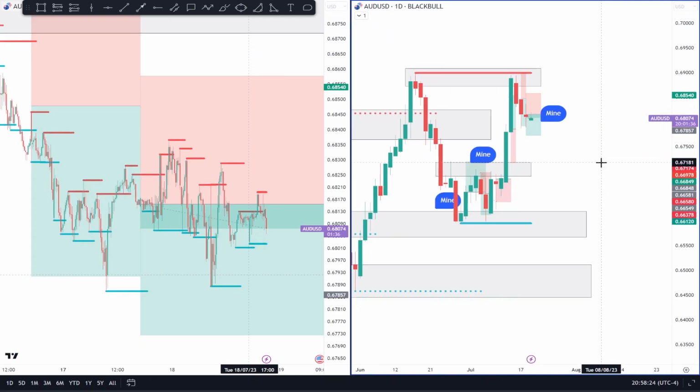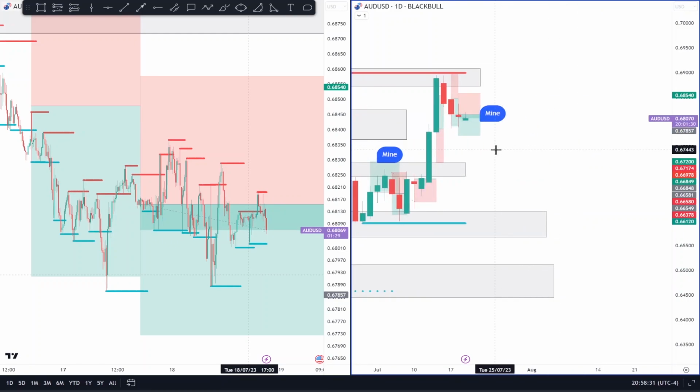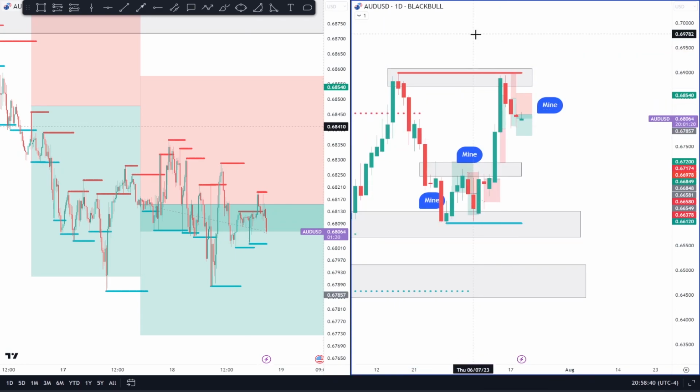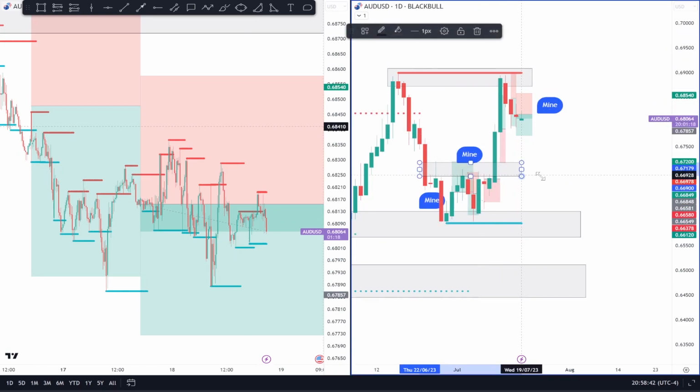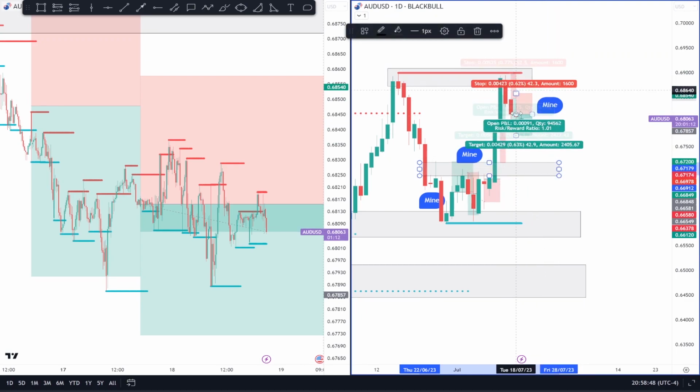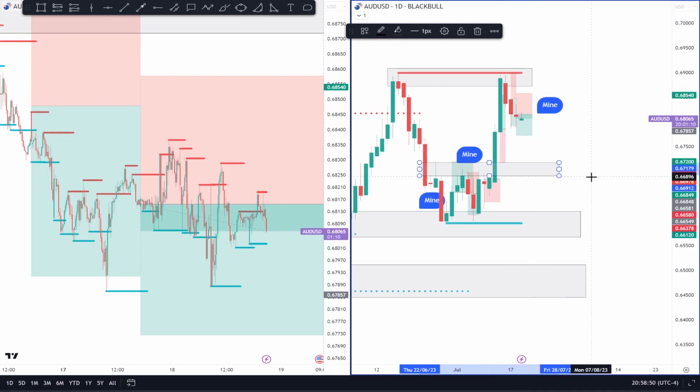AUD USD currently in profit, even though the candle's green. Today is running, so we'll leave it be. This zone doesn't apply anymore. Clear zones are one down here and the one up there. So no strategy, no entry for the second strategy, the hedging one.